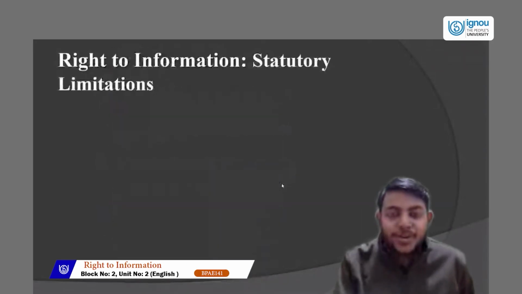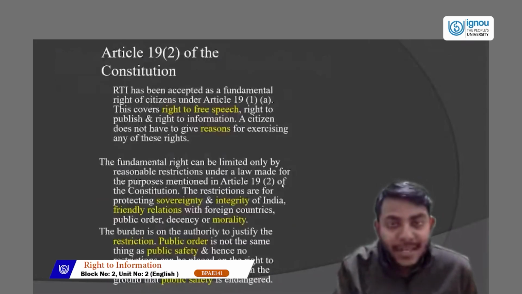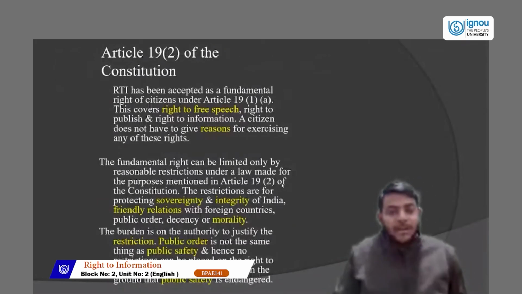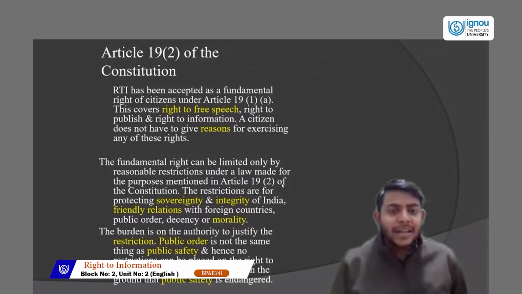Now let us see some of the statutory limitations that this Right to Information Act faces in our country. These limitations are relating to Article 19, Clause 2 of the Constitution of India.